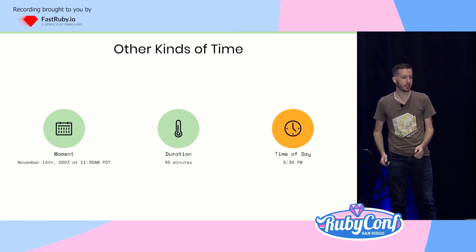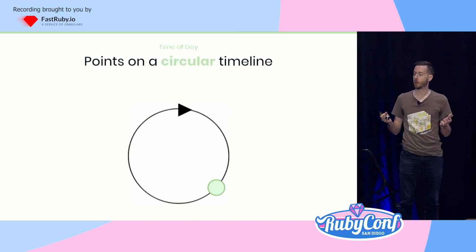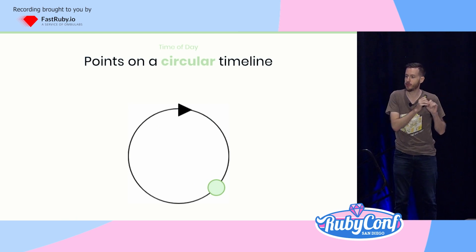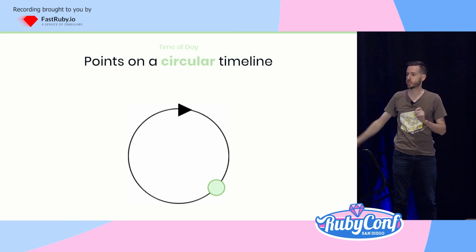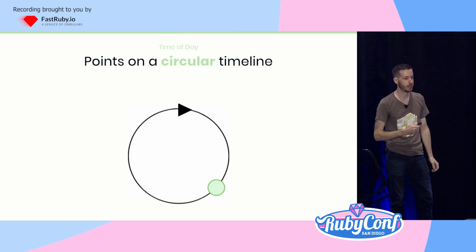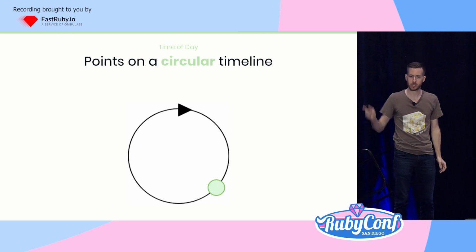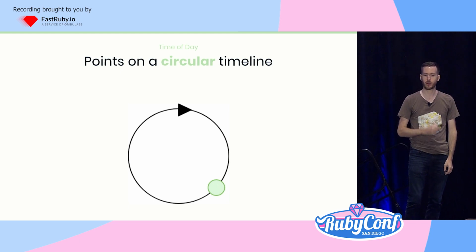And time of day works kind of like moments. They're points in time, but they're not points on an infinite timeline going out to the future and into the past. Instead, you can think of it being on a circular timeline that just loops again every 24 hours.